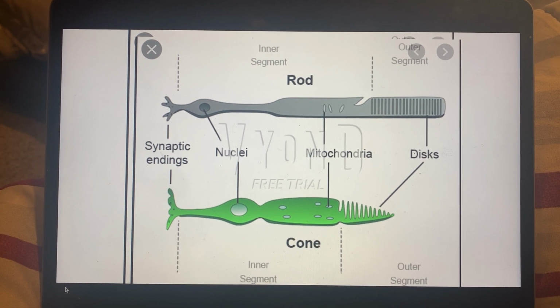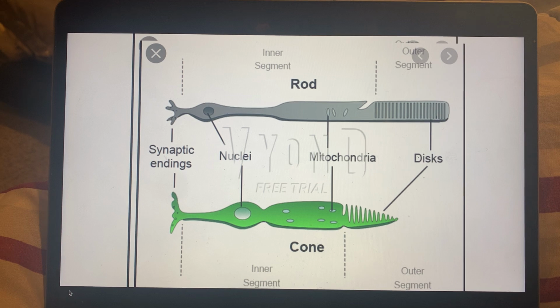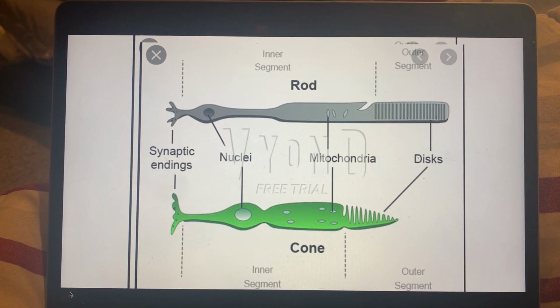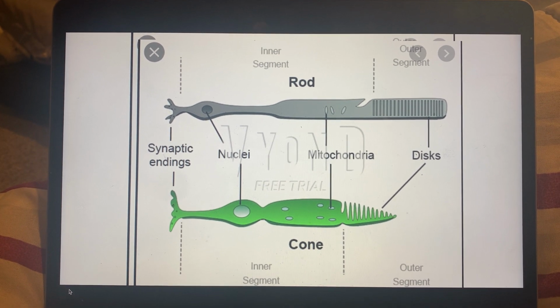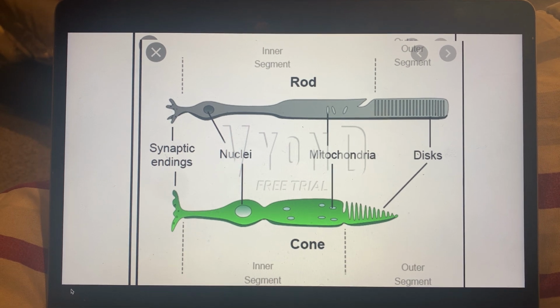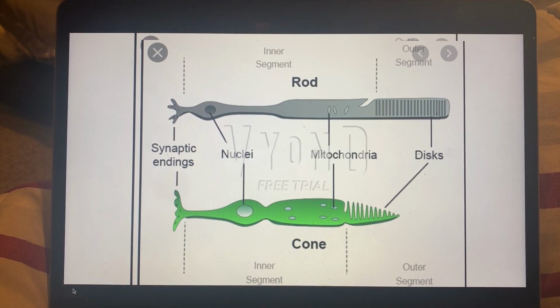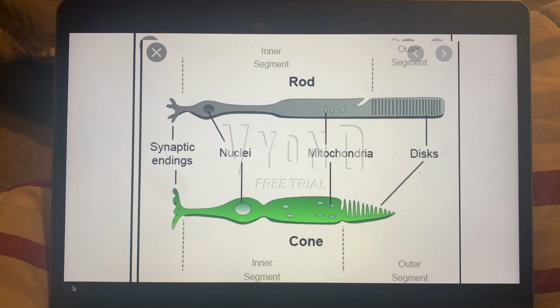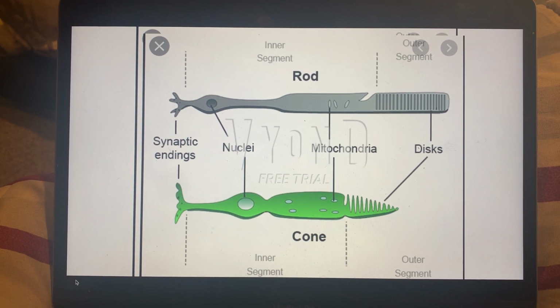And then we have the cones, and cones are actually what we use to see color. Cones are not monochromatic, as that's what we use, like I said, to see color, and they're in less abundance, but they're a lot more sensitive. So now looking specifically at different types of cones.